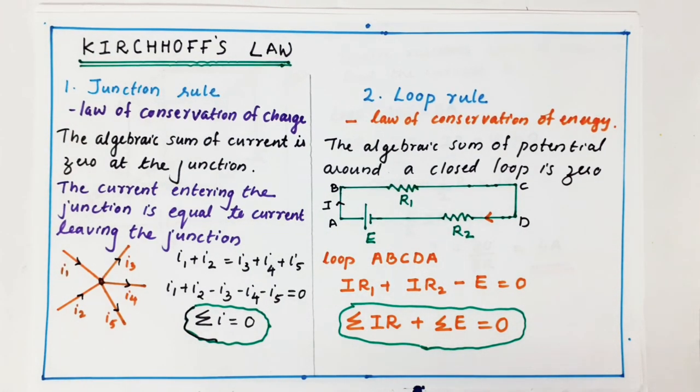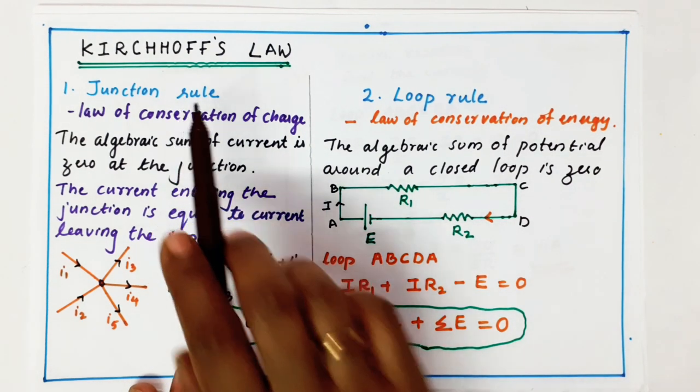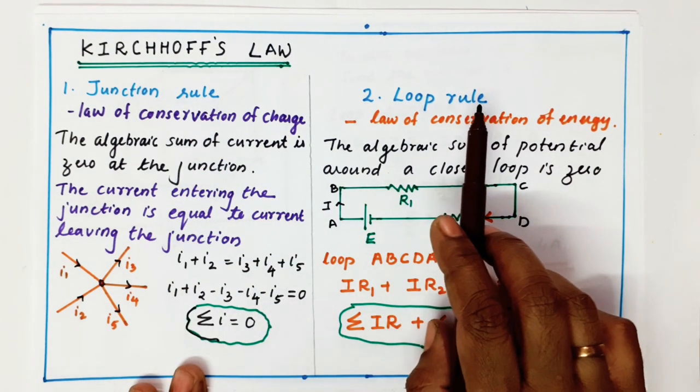It's a very important law for current electricity. In current electricity, we already discussed Ohm's law. But in a few circuits, Ohm's law is inadequate to find the current through each branch. So in those cases, we need Kirchhoff's law. In Kirchhoff's law, we have two rules. The first rule is called the junction rule. The next rule is called the loop rule.